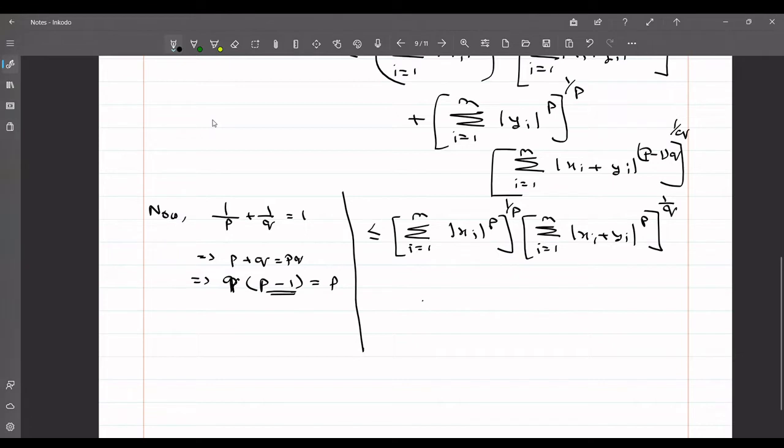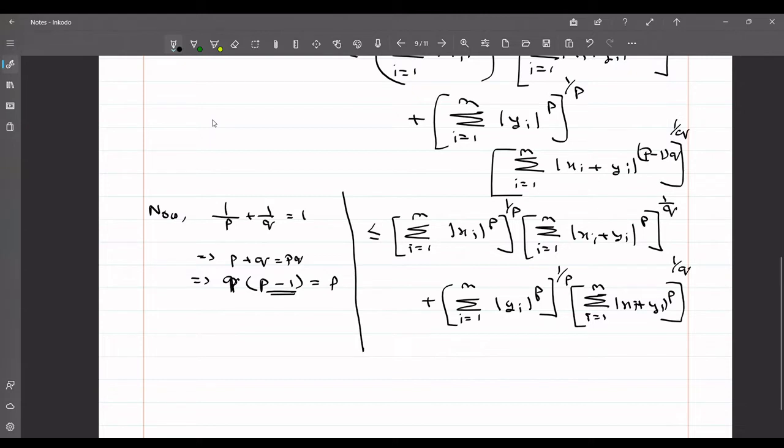And plus you have summation i equals 1 to n, mod of yi to the power p, whole to the power 1 over p, times summation i equals 1 to n, mod of xi plus yi to the power p, whole to the power 1 over q, right? This is what we do.